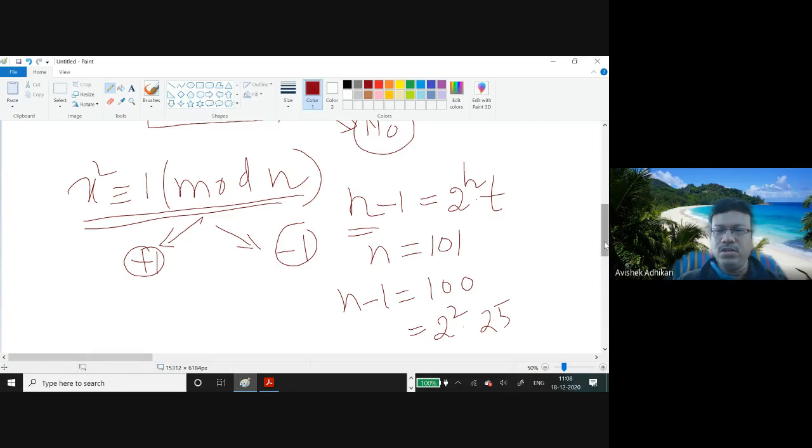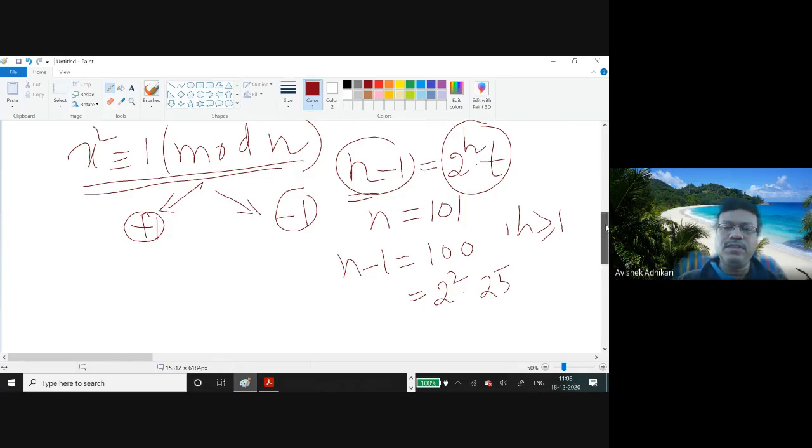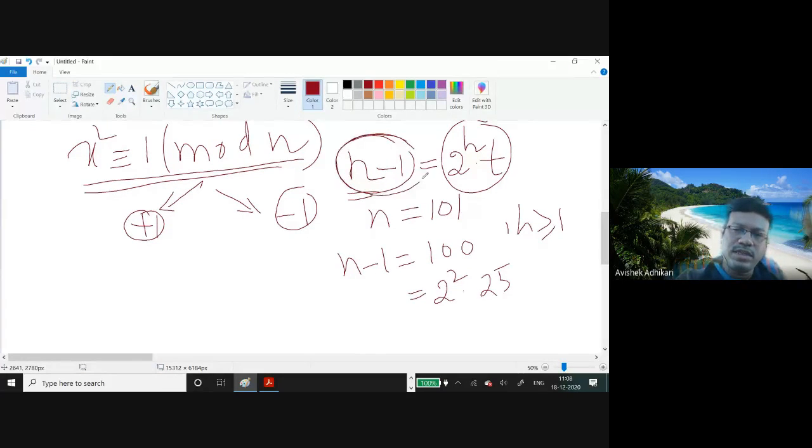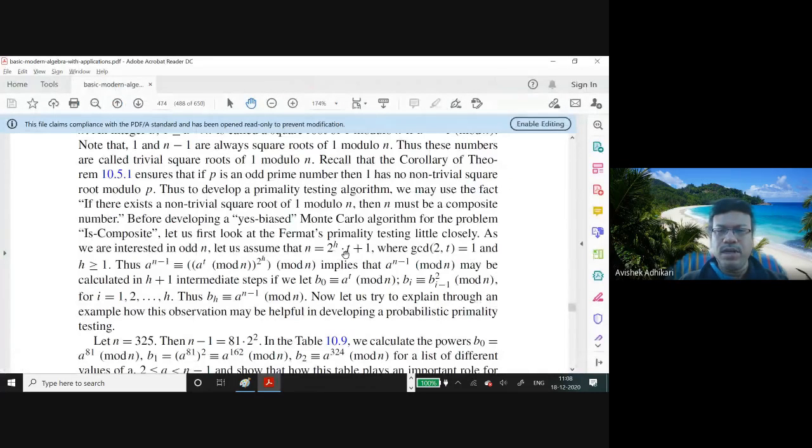So we can always write an odd number in this way, where h should be greater than or equal to 1. If this is an odd number which is greater than or equal to 3, then you can always write it in this way. So this 2 to the power h times t is clear to you. That means the value of n is nothing but 2 to the power h times t plus 1, where GCD of 2 and t is equal to 1 and h is greater than or equal to 1.